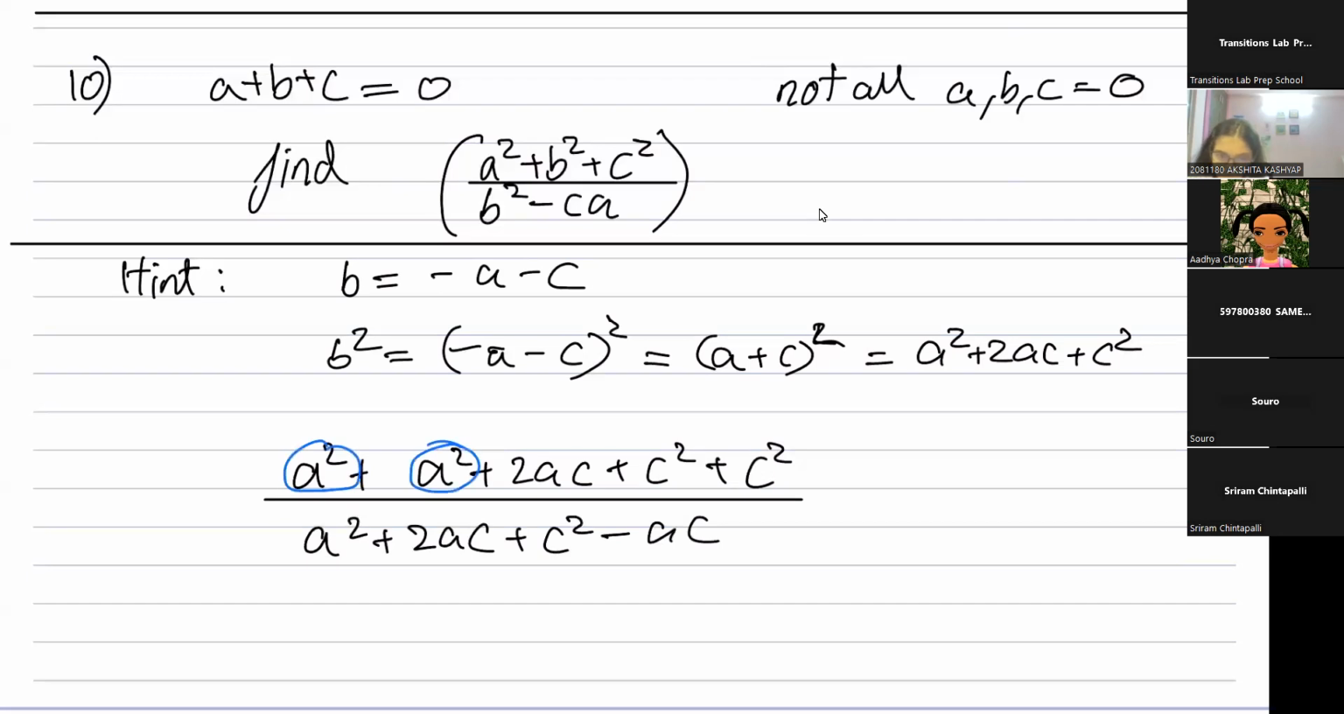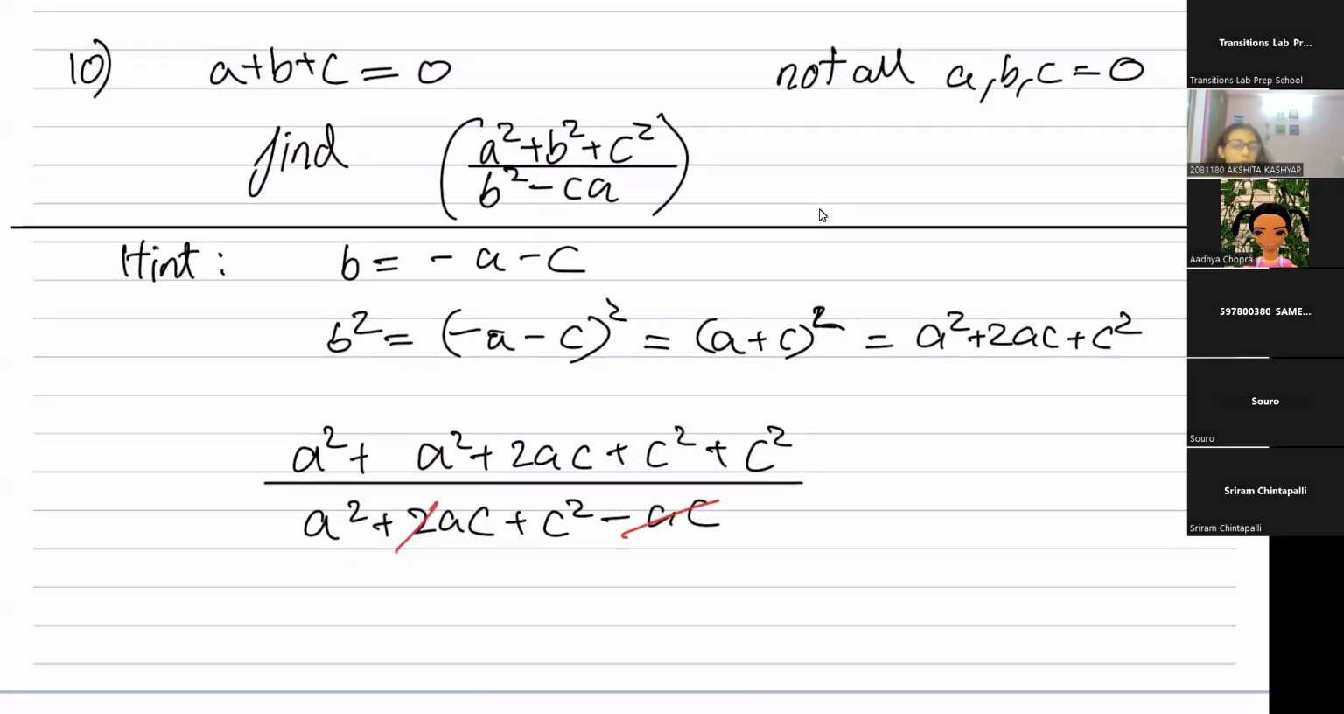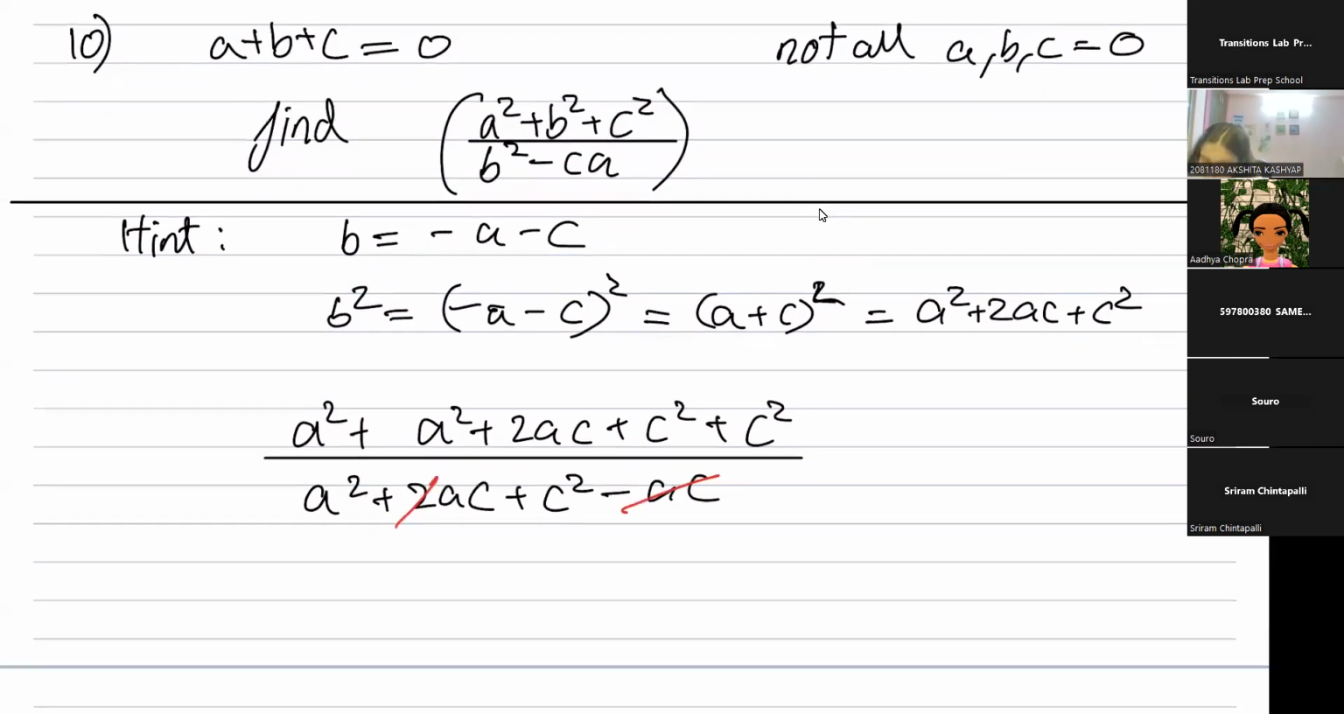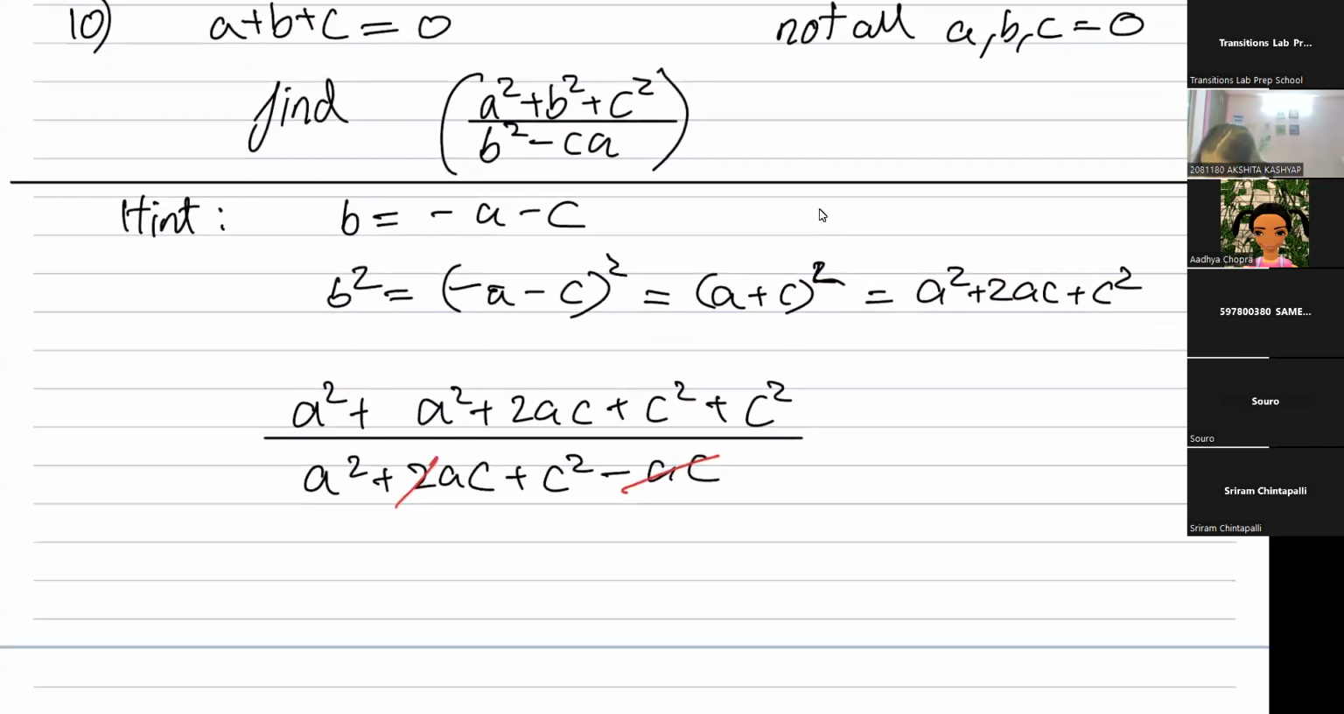This a and a will become 2a. This c and c will become 2c. And in the denominator, we'll have one cancellation: one ac will cancel with another ac. And we are left with twice of a square plus ac plus c square divided by a square plus ac plus c square. These will cancel out, and we are left with 2.